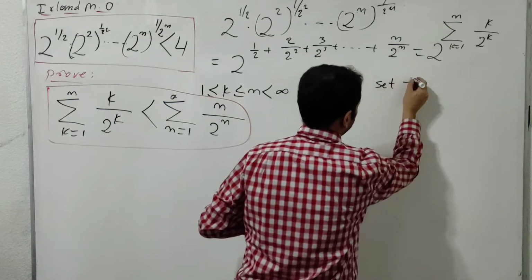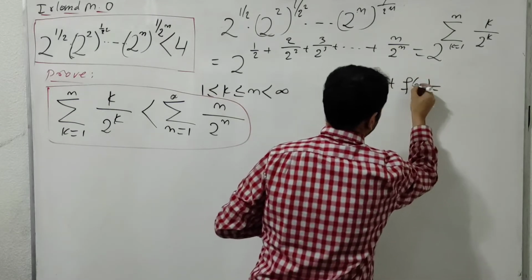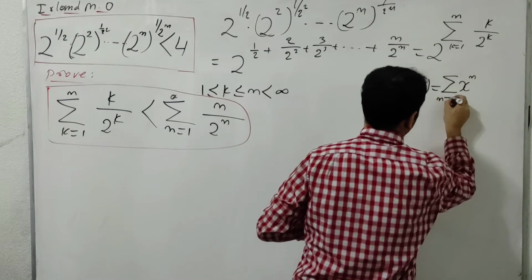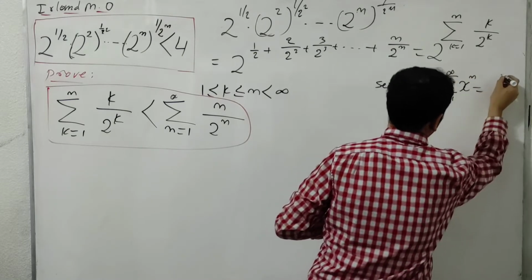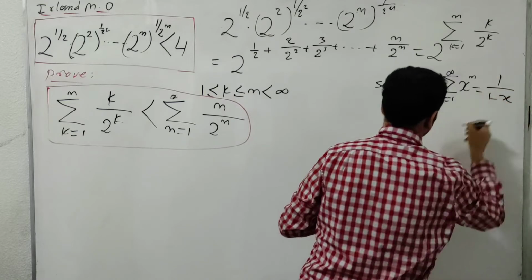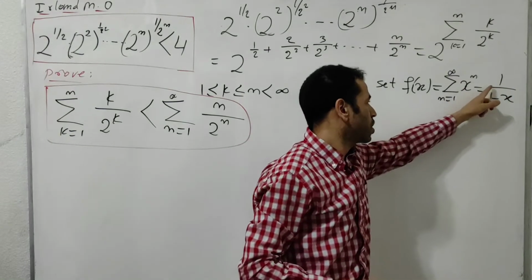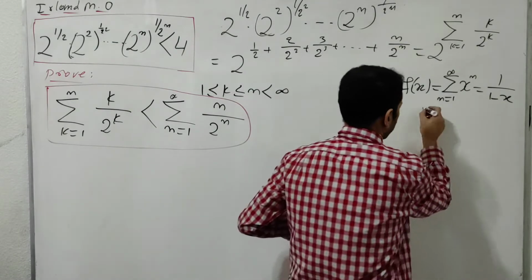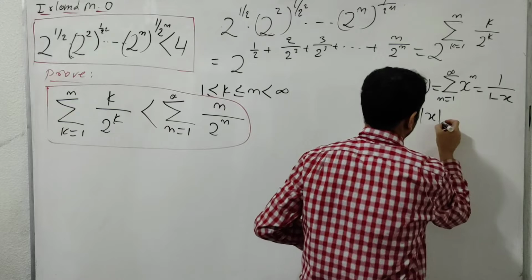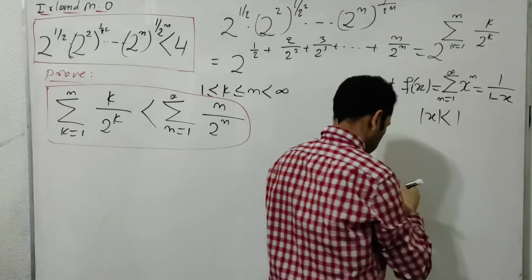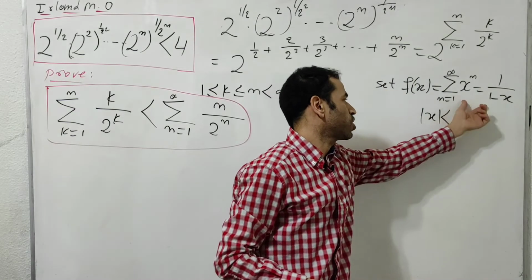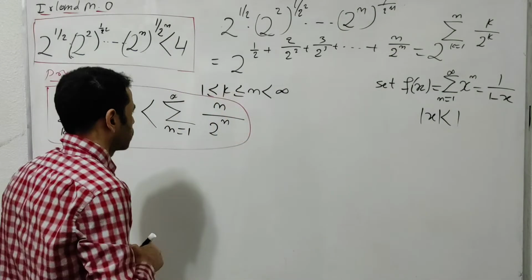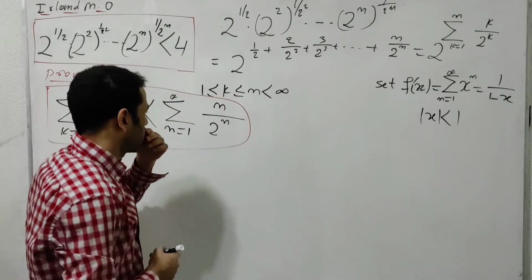Let's set f of x equal to the sum of x^n, as n goes from 1 to infinity, which equals 1 over 1 minus x. This is a very well-known formula, the geometric series, a convergent series. This holds when the absolute value of x is strictly less than 1. To have a convergent series, we need this condition.